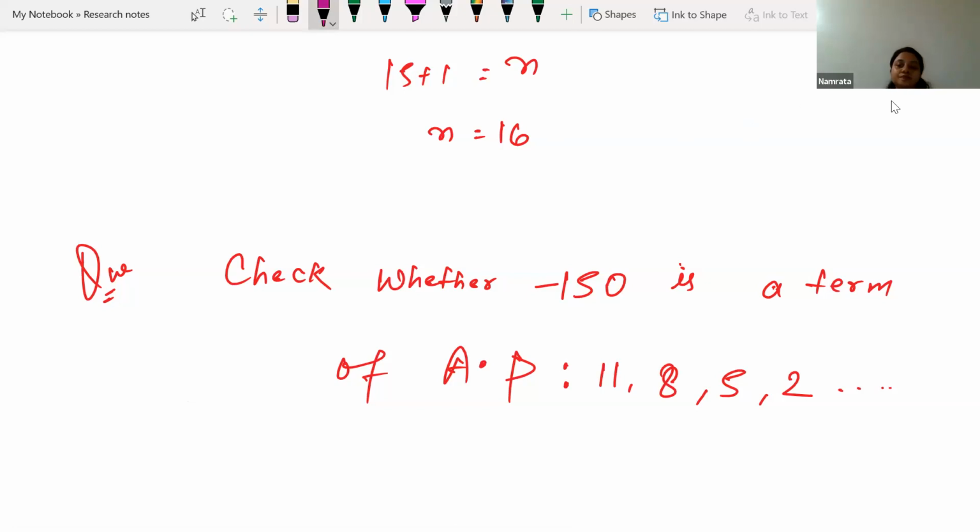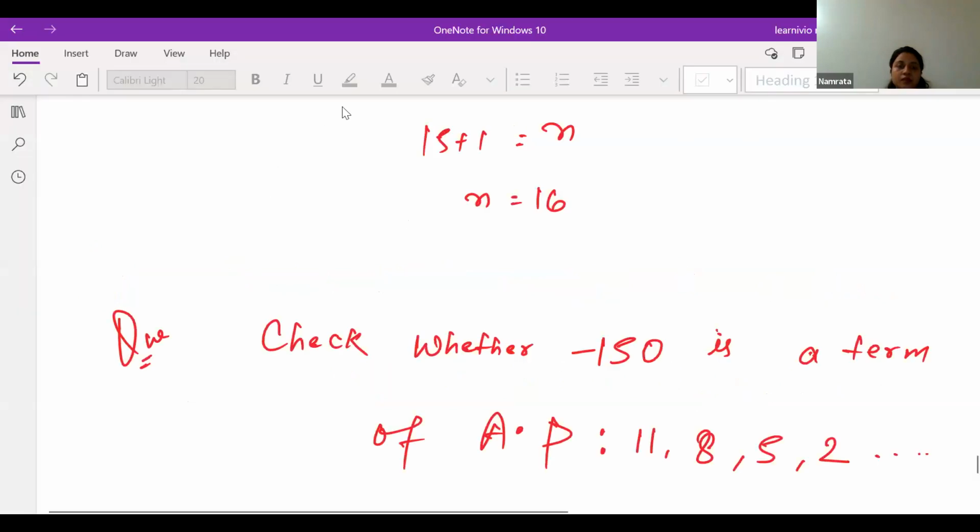Anyone? Yes, Jasleen, Kiran. Do we put it for the nth term and check for it? Yeah, we can put it as nth term and we can check that.